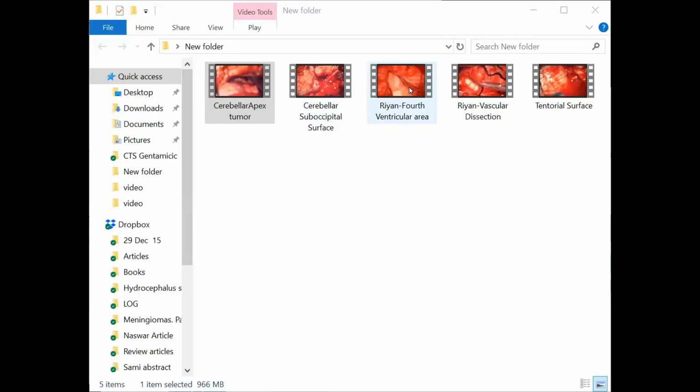It is related to the cerebellum, but it is more about cerebellar anatomy.